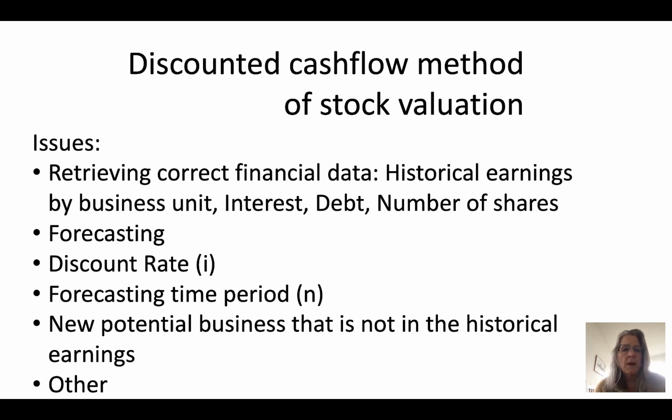So one of them is, how do we retrieve the correct financial data? Historical earnings by business unit, interest, debt, number of shares. We have to gather all of that. We have to be careful of that. We also have to develop a forecasting model, which is not simple in itself. We also have to decide on a discount rate or an interest rate. And we have to decide on how many periods into the future we're going to be forecasting. There also might be some potential new business units that aren't in historical earnings, so we might need to account for that. For instance, a firm like Tesla has negative historical earnings, but they have a lot of potential. So how do we incorporate that potential in there? And then there's going to be other issues as we go along.